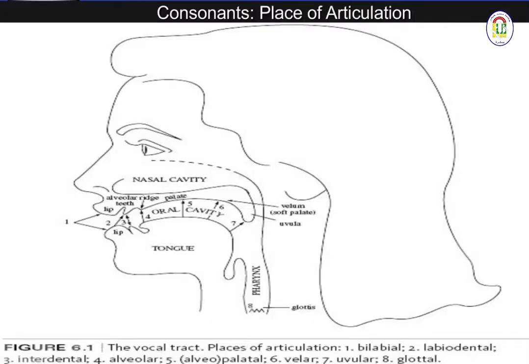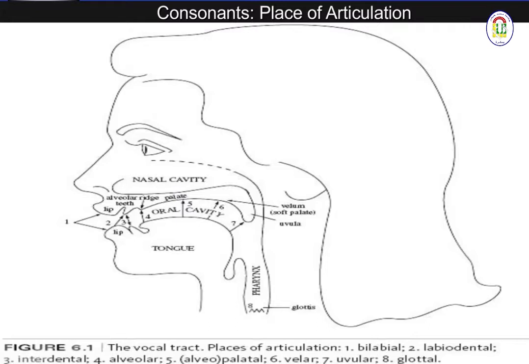The following figure shows the place of articulation of consonants. So, for number 1, we have both lips. The upper lip and lower lip can produce different consonants. We can find m, w, p, b, four consonants that are produced using both lips, and it is called bilabial.